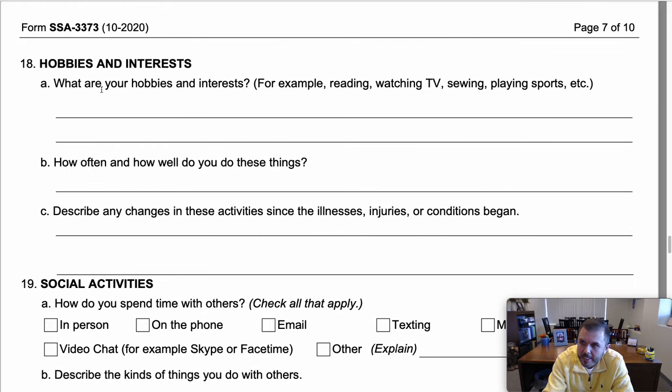So things like reading, for example, a lot of people like to read. However, you can do it in 15-minute intervals. So that's question B, how often and how well do you do these things? So even if you do it every day, you might want to say in section C, have to do it in small bursts with breaks in between. Remember, we're not being specific enough to hang ourselves, but we're being sufficiently vague to Social Security that while you can still engage in the hobby, you still need breaks.